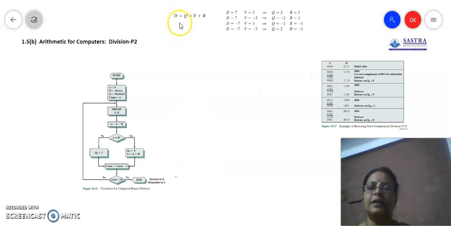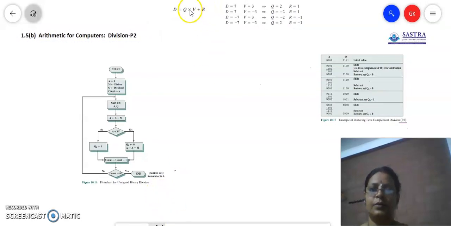In general we have the equation D = Q × V + R. Here D refers to the dividend, Q refers to the quotient, V is the divisor, and R is the remainder. We have just taken an example here: we are going to divide 7 by 3.